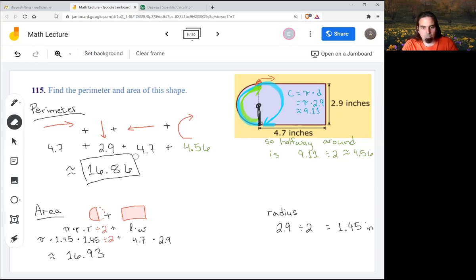Oh, I messed up. I need to label my answer. What should I label the perimeter? Inches. Inches. And then this one is square inches.